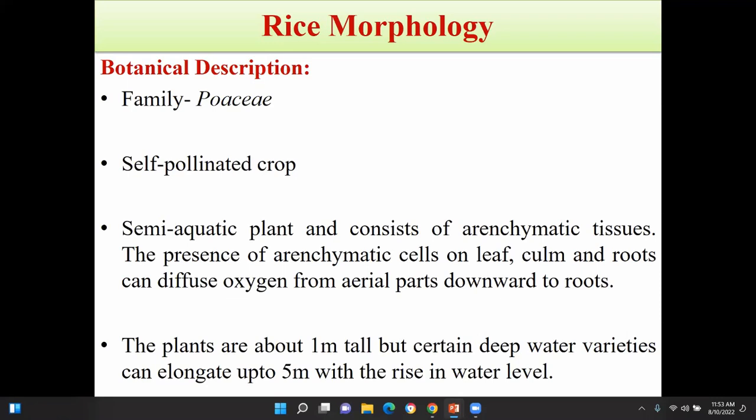Okay, you can see. They are mentioned last. Normally, the plant grows about 1 meter tall. In the deep water variety it elongates up to 5 meters. Normally, Mottaikaruppan and Pachaiperumal grow near 5 meters, 4 to 5 meters. Okay.